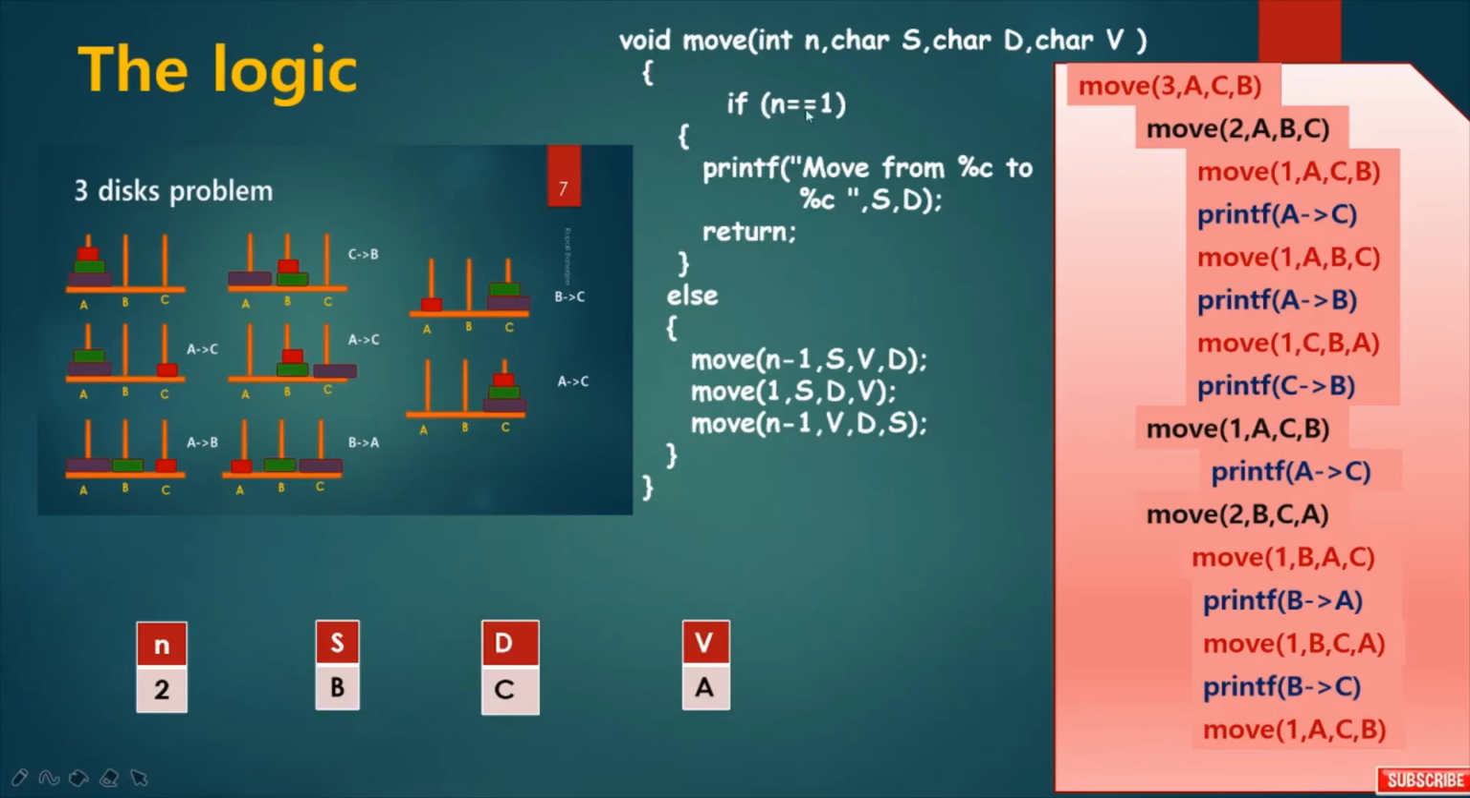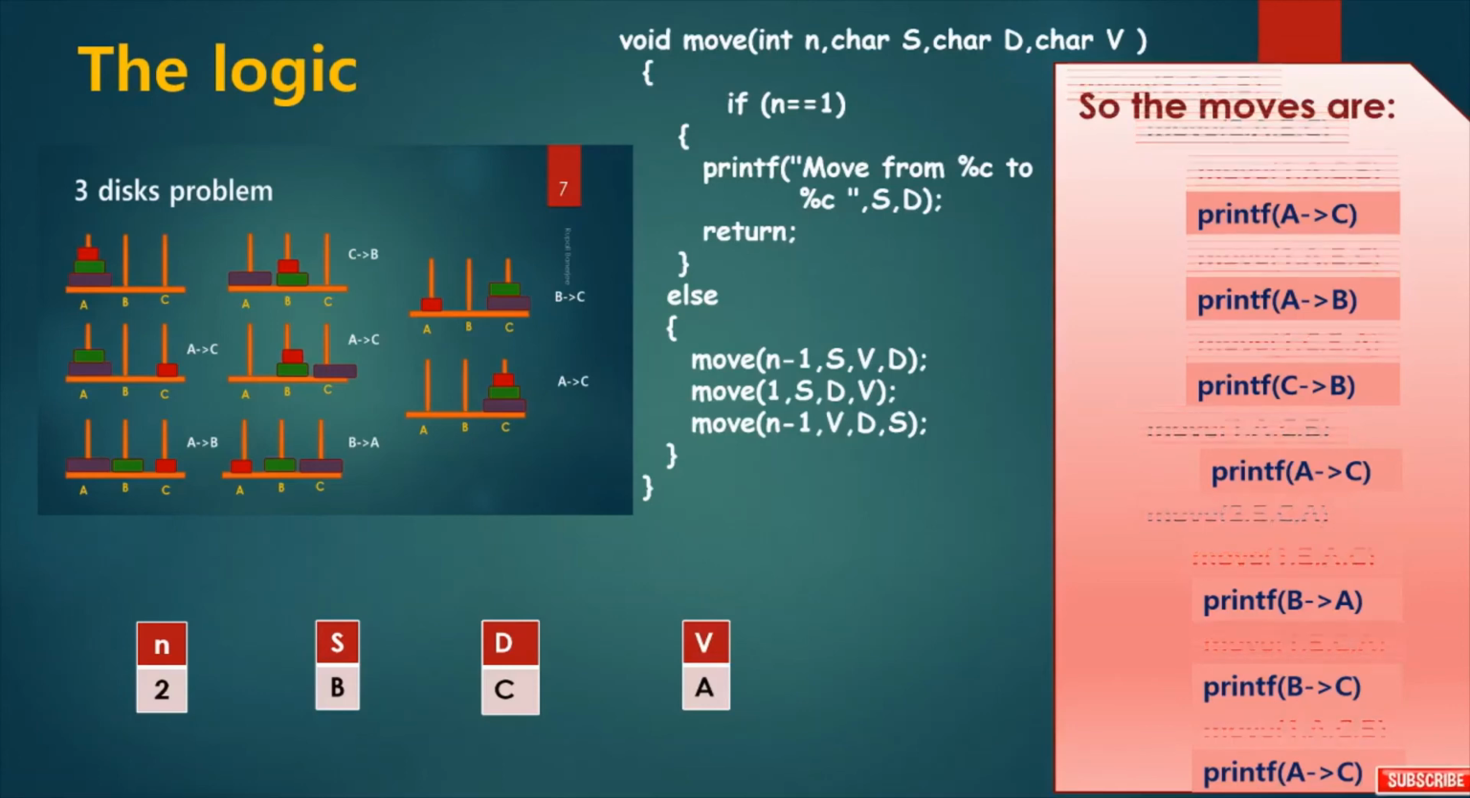Now check if n equals 1. Yes, n equals 1. Then move from source to destination, that is from A to C. So the required steps to solve the 3 disks problem are this.